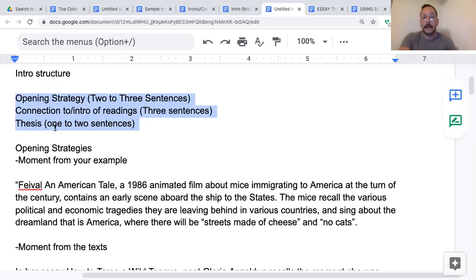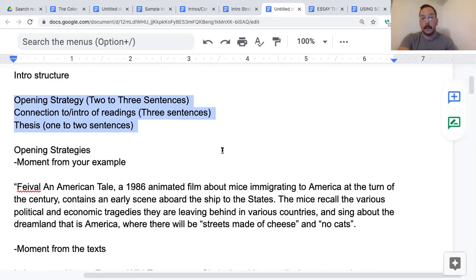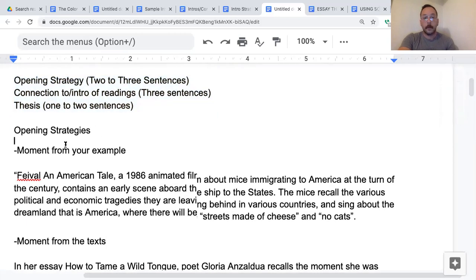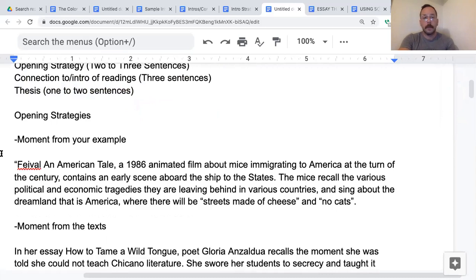So let's look at a few examples of the ways you are able to open your introduction in this essay. So number one, opening strategy, choosing a moment from your illustrative example. And when I say illustrative example, I mean the example that you chose to illustrate the American dream in body paragraph number 1. I think I can never remember how to spell Fievel.